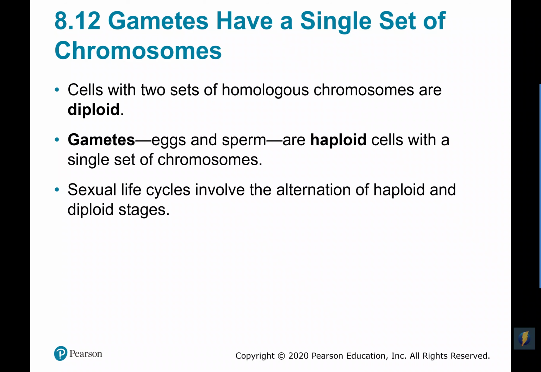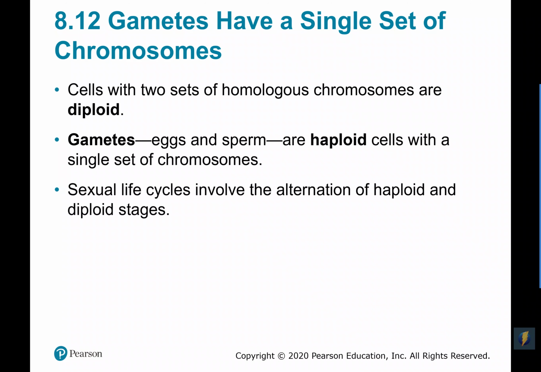So the body cells, the somatic cells with the two sets of homologous chromosomes, are considered what we call diploid. But our sex cells, our gametes, eggs and sperm, are considered haploid cells. They have a single set of chromosomes. Of course, if we didn't split the chromosomes and reduce that chromosome number, essentially we'd be doubling the number of chromosomes every time we go through a round of reproduction. And so in organisms that reproduce sexually, you have this alternation of haploid and diploid stages. Let me show you what I'm talking about.